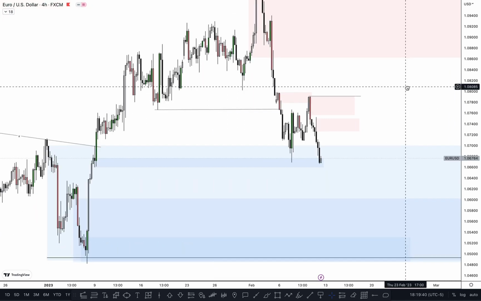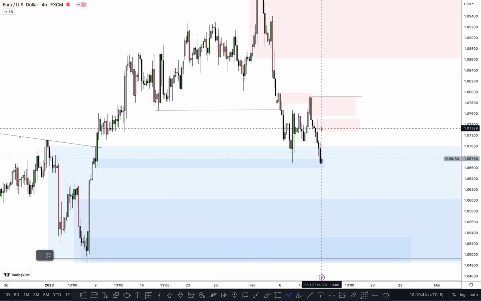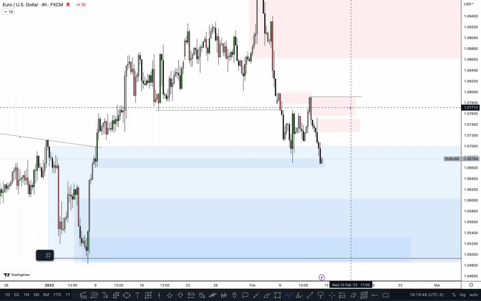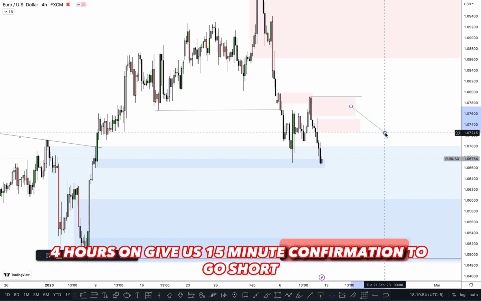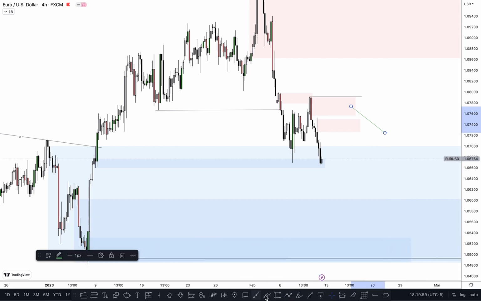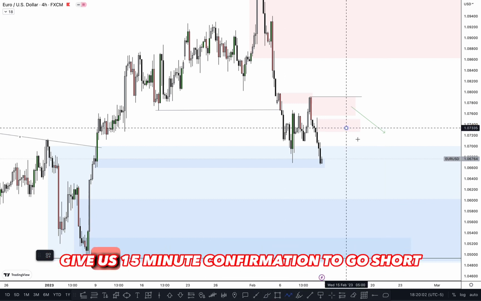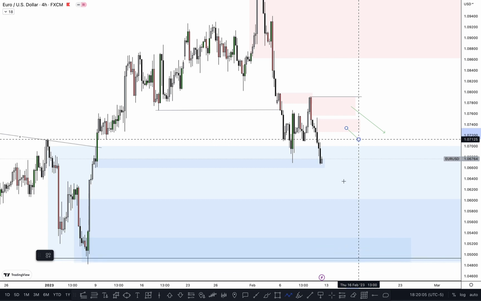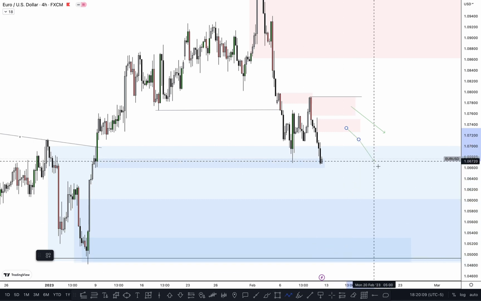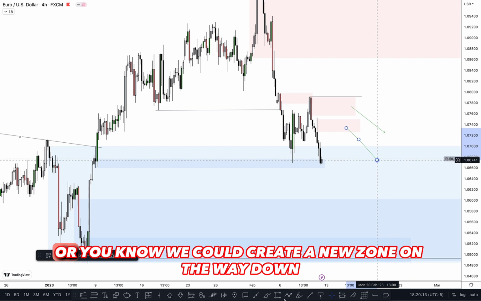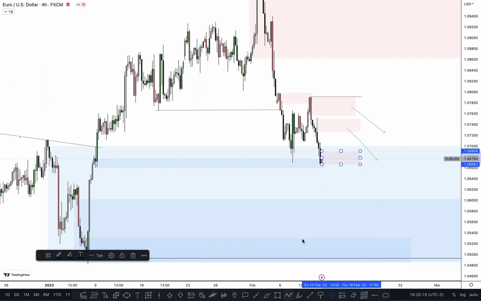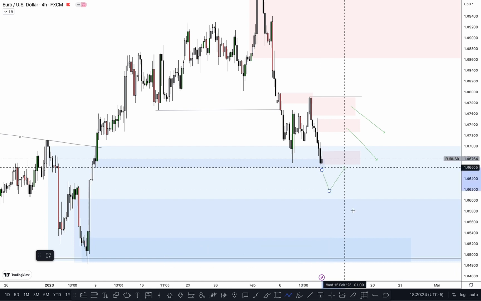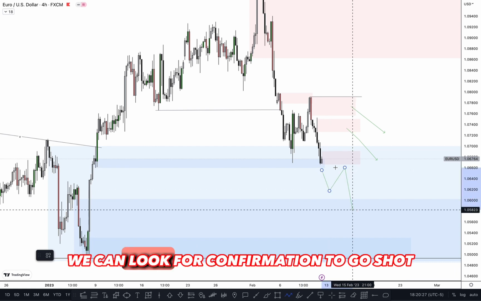So my outlook for this week would be, several things could happen. The market could come into this 4-hour zone, give us 15-minute confirmation to go short, or the market could come into this 4-hour zone, give us 15-minute confirmation to go short, or we could create a new zone on the way down, and at this point, we can look for confirmation to go short.